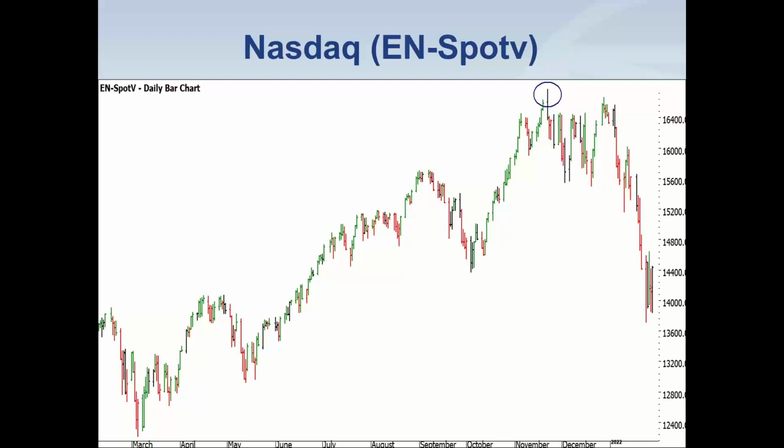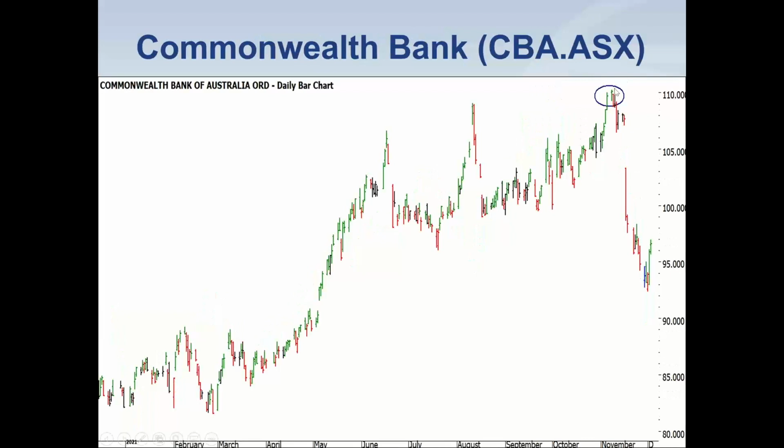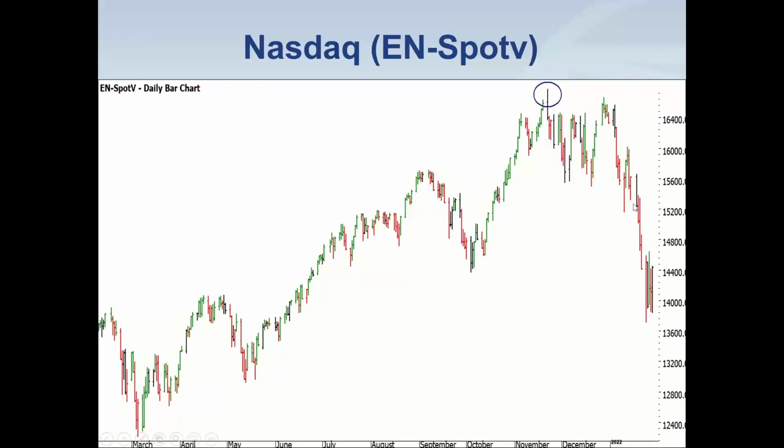For those of you who have Profit Source software, you can open a chart of this E-mini futures contract on the NASDAQ by looking up EN-spot V in your software. But here you can see the market made a top and it had a very heavy fall to the downside, but there are no gaps in there. Okay, let me go back to Commonwealth Bank for a moment. Same sort of fall, a big crash, but that huge gap there and a little minor gap over here. Looking at the NASDAQ, there's no gap.